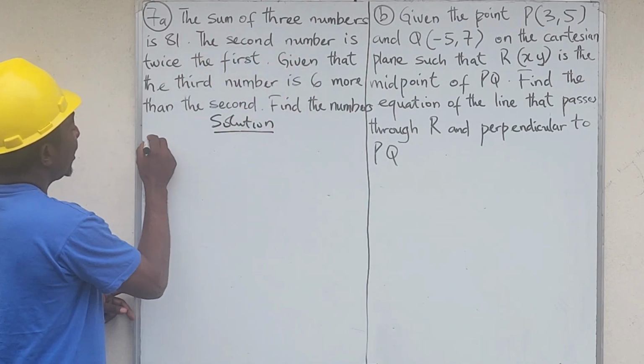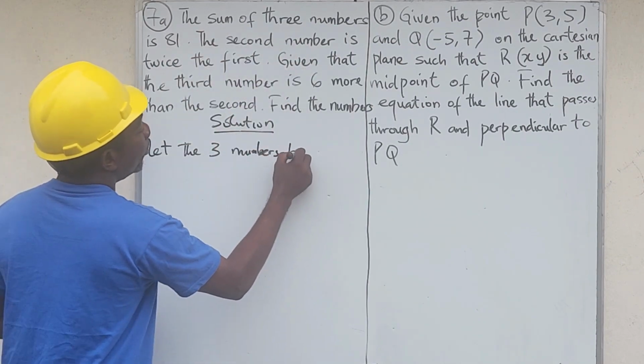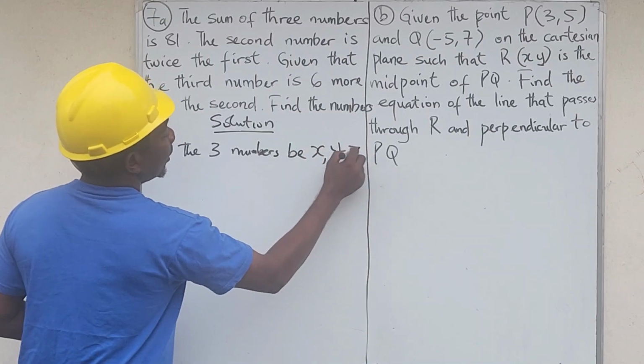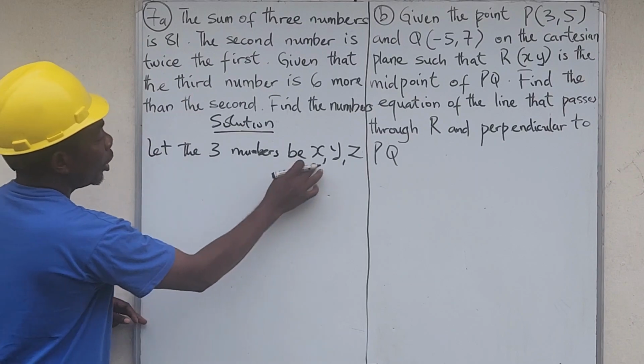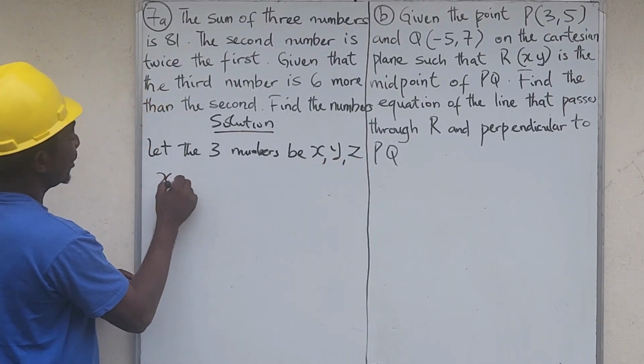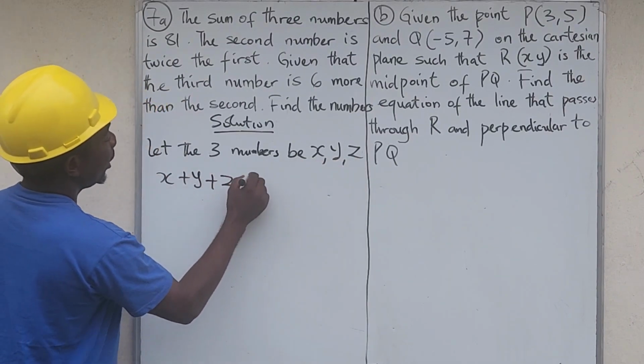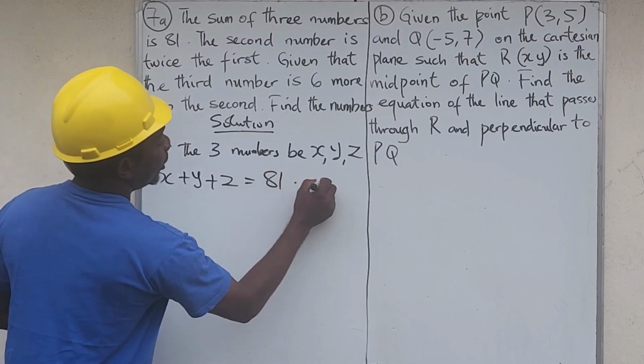Let the three numbers be x, y, and z. The first statement says the sum of the three numbers is 81. So x plus y plus z equals 81. Let's call this equation 1.